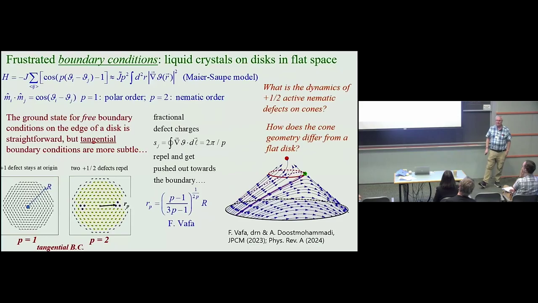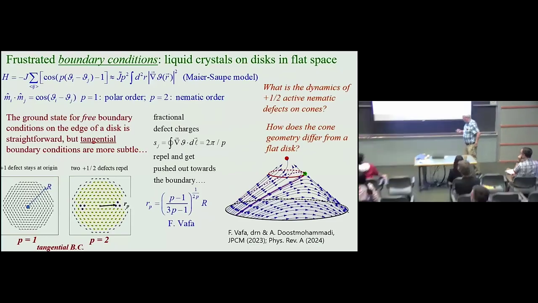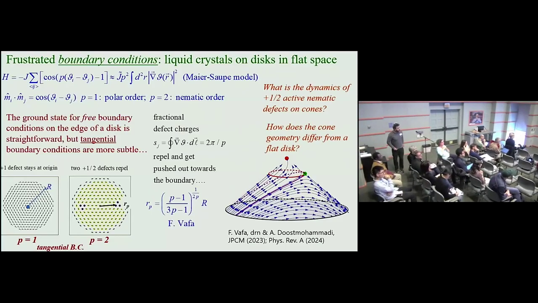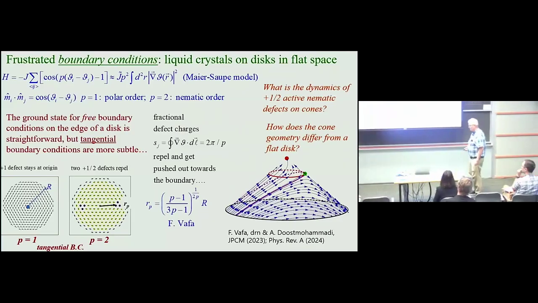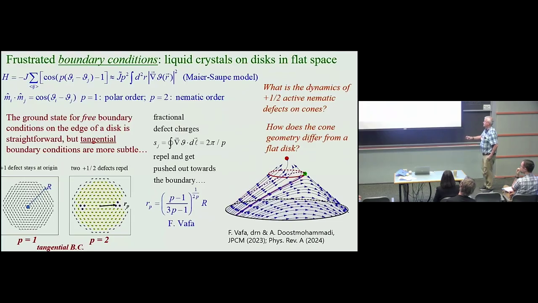Yeah, I have a question. Yes, please. What prevents the defects from escaping from the boundaries? Oh, thank you very much. The question was, what prevents the defects from escaping? It's the tangential boundary conditions. It turns out that with tangential boundary conditions, the image charge out here is the same sign, and so they are trapped inside the disk. If I had free boundary conditions, their image charge would have the opposite sign, and they would just flee and go out to the edge. So thanks for that question.